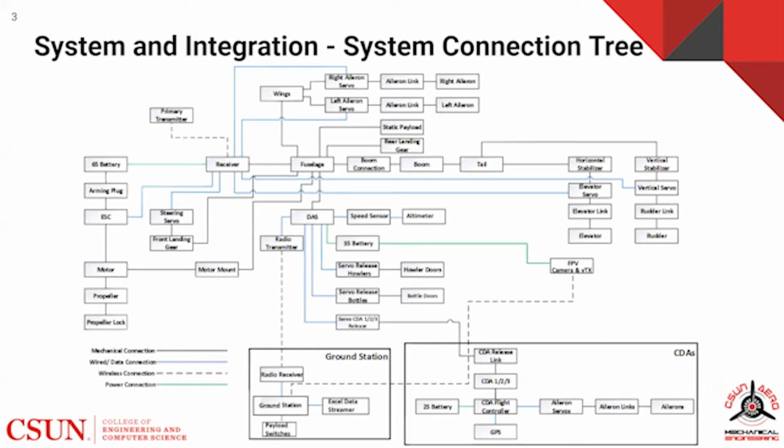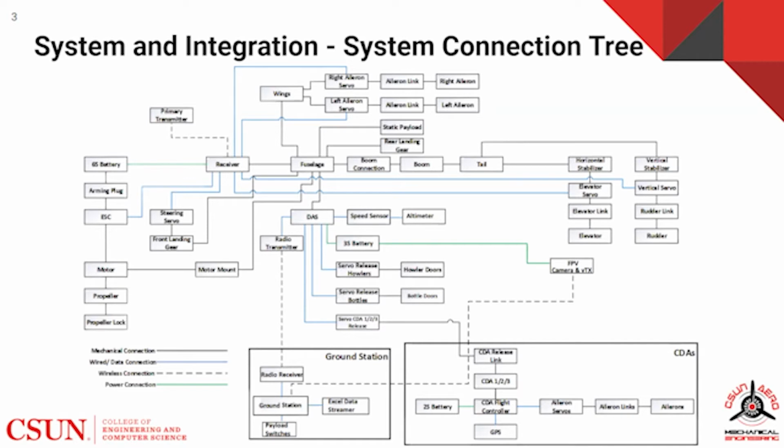Hello, next we will be reviewing our system connectivity tree. So the system connection design process was initiated by planning and designing each connection between components in the subsystems of the aircraft. This process was aided by a system connectivity tree as shown. System connectivity trees were integral to the systematic design of the aircraft because all components needed to be accounted for and designed in a compatible manner.